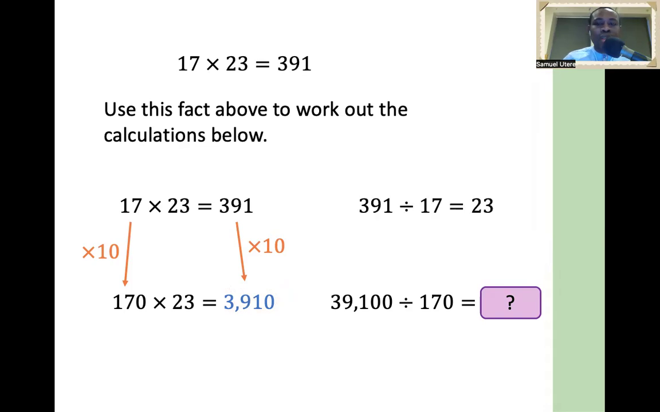Here we can see that we have made 339,100 100 times bigger. But then again, we are dividing by a number that we have made 10 times bigger. So actually, if I told you what is 100 divided by 10, you would tell me that it is 10. So effectively, our answer is just going to be 10 times bigger, which is 23 times 10, which is 230.